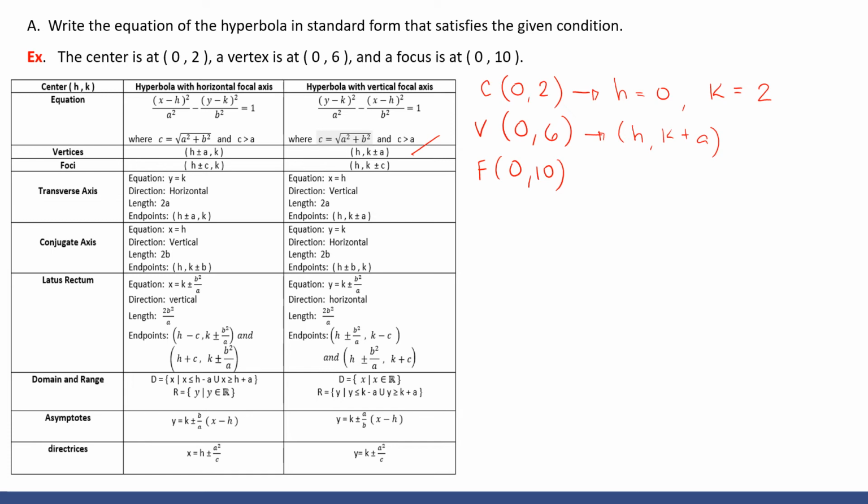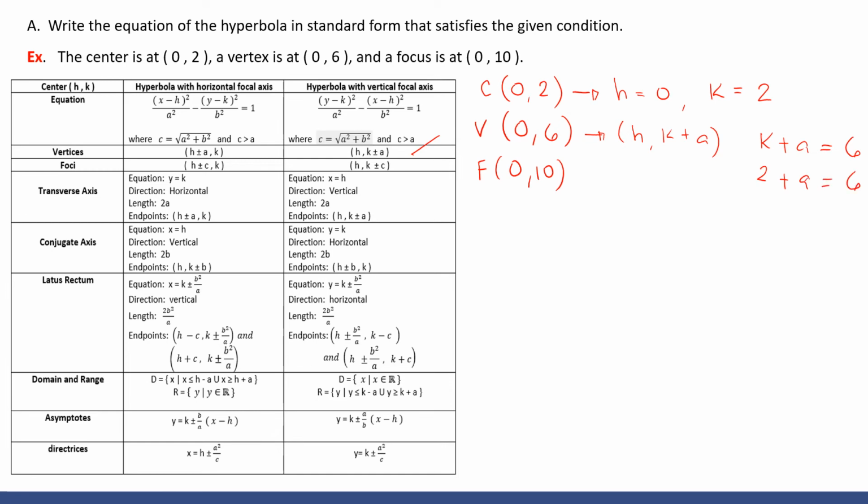(0, 6) is upward. It means you are in the positive value of Y, and because you are in the positive value of Y, you will only use the plus. Because if you are going downward, instead of K plus A, you will do K minus A. In this case, since you have a value of 6 for the second coordinate of the vertex and K as 2, we can solve for A. That means K plus A is equal to 6. K is 2, plus A is equal to 6.